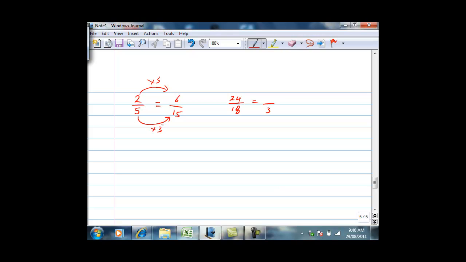Sometimes instead of multiplying, you might have to divide. For example, if you have 24/18 as a fraction and you want to convert it to an equivalent fraction with a denominator of 3, then you have to see how many times you divided the denominator. In this case, you divided it by 6. Hence, you divide the numerator by 6 as well. And the answer is 4. So 24/18 is equivalent to 4/3.